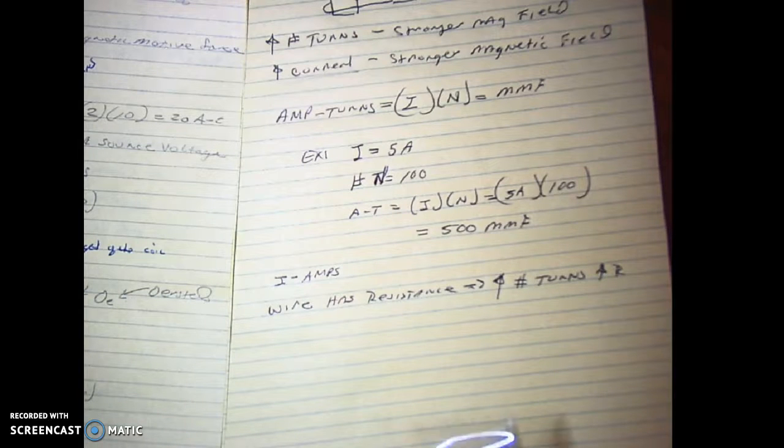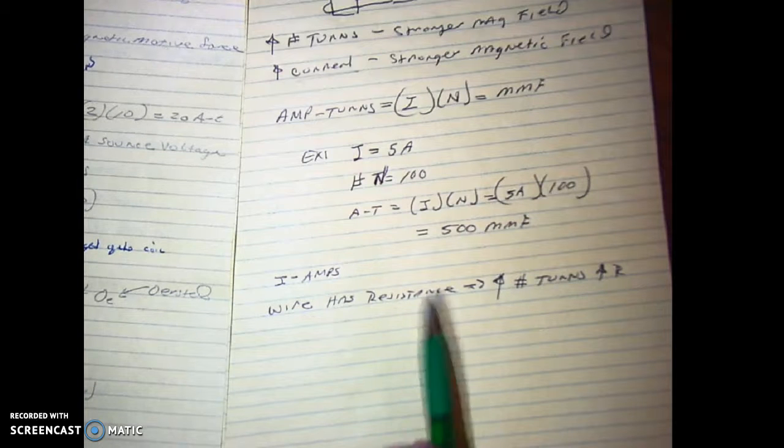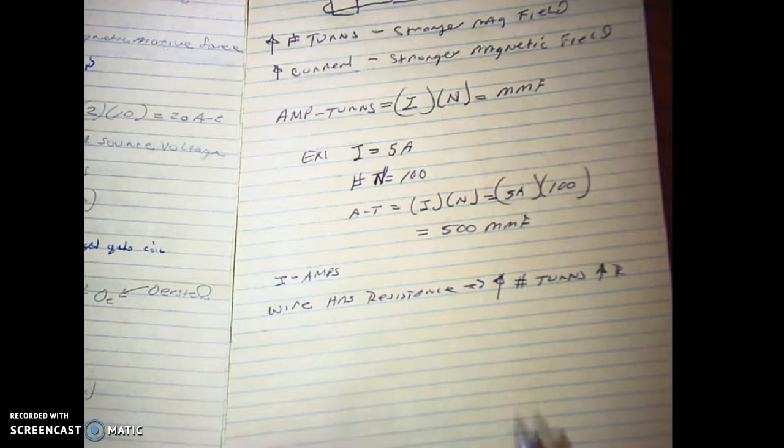It's called a solenoid. We'll get into the definition of a solenoid. But we're also increasing the magnetic field, which is great. But the problem is we actually are heating up, and we can get a lot of power loss. So keep that in mind.